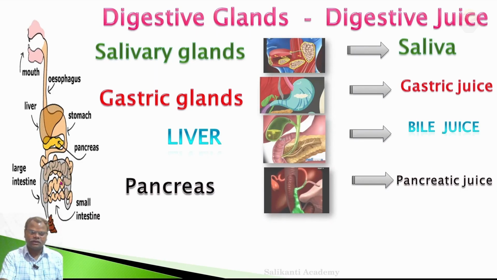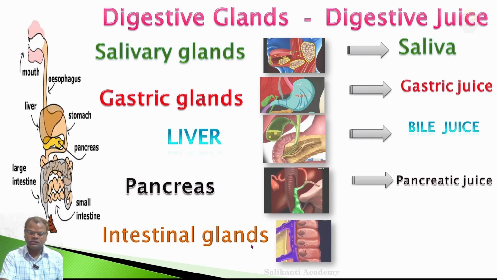Next, there are intestinal glands. The small intestine consists of intestinal glands. This intestinal gland secretes intestinal juice.